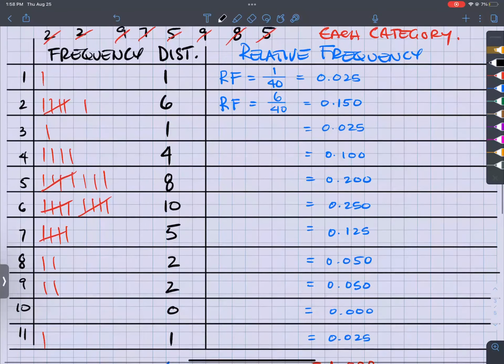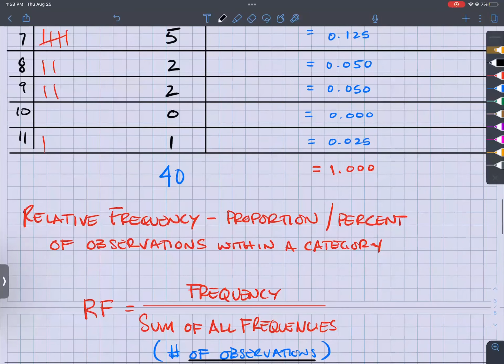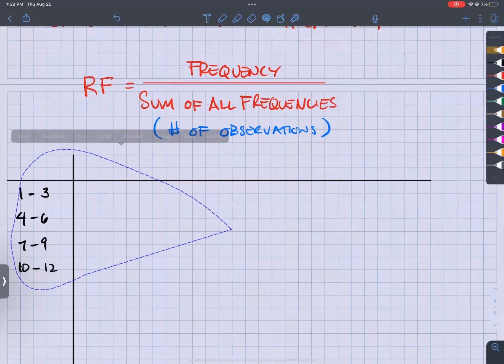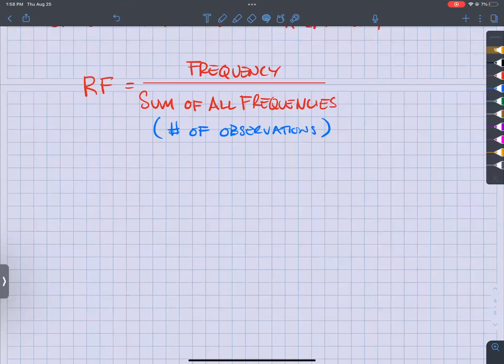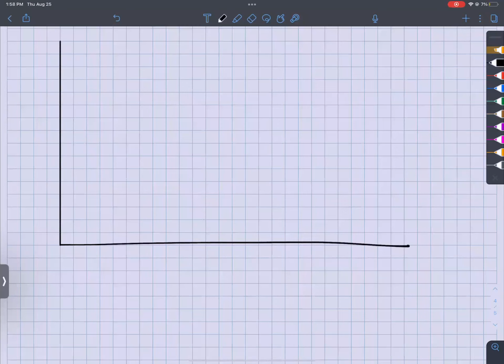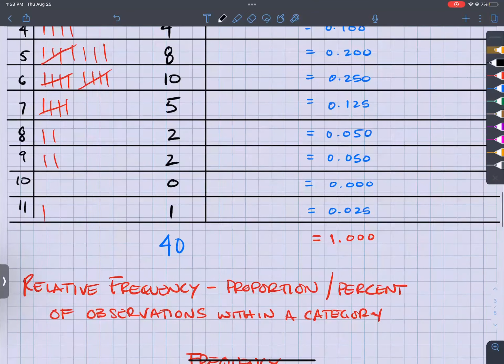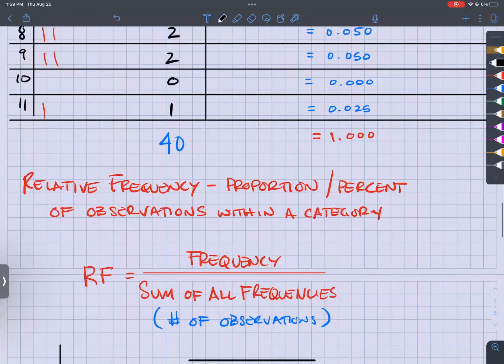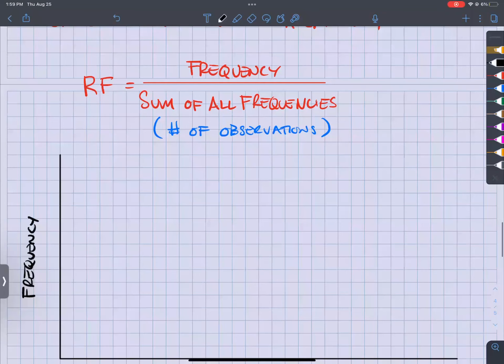All right. Now I can graph this too. So let me go ahead and erase this part and graph what I want to graph. I just want to show you that part. So let's say I graph this. And the frequency went from 1 through 10?